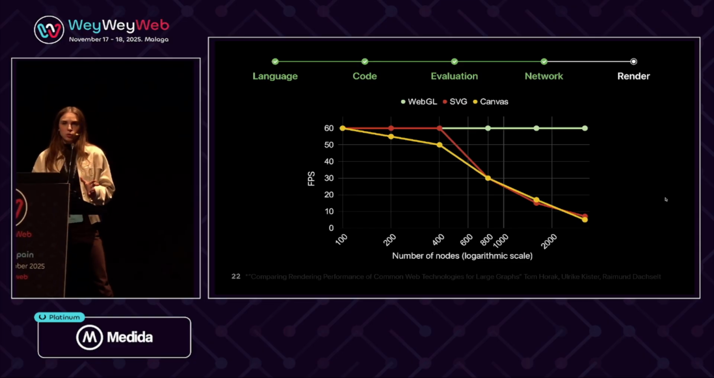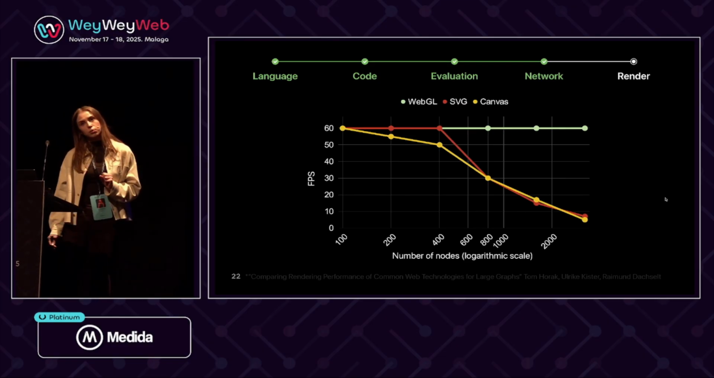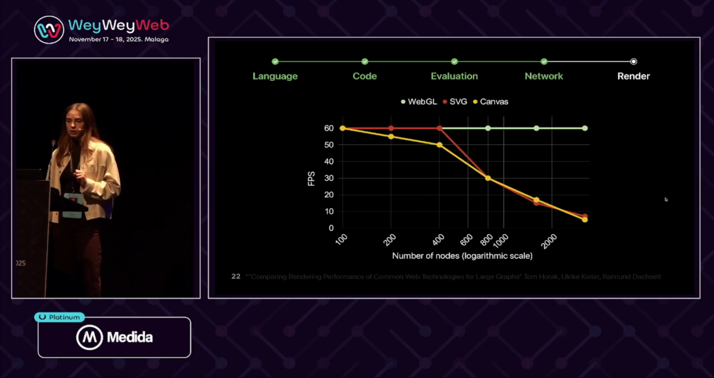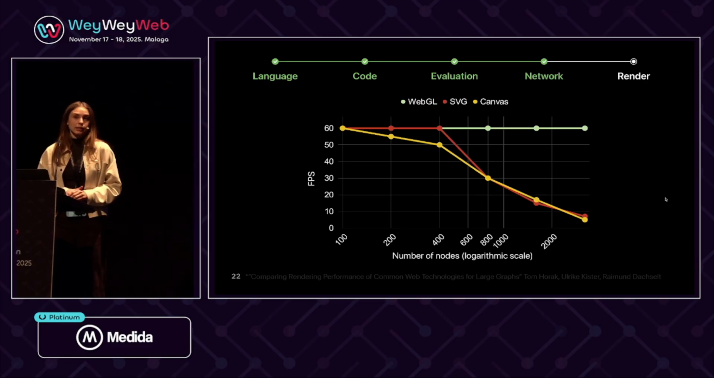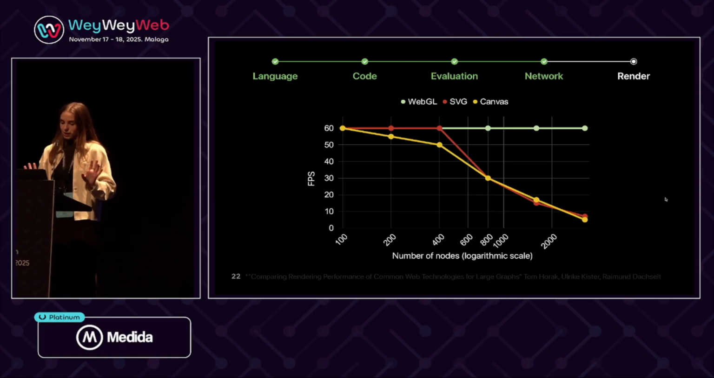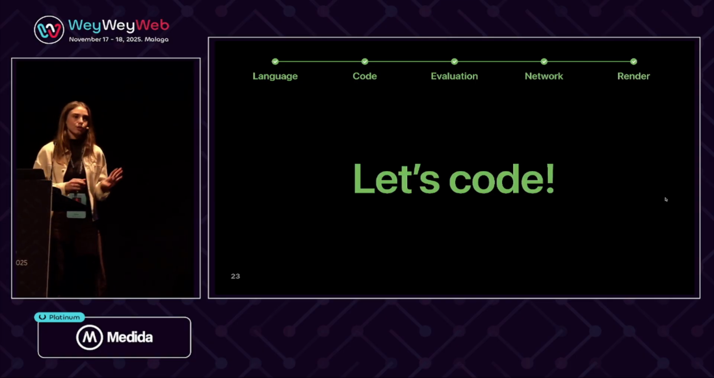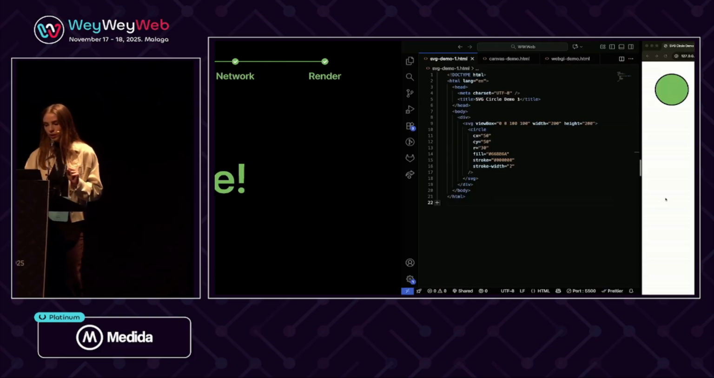But WebGL doesn't support text out of the box. So if you want to display text, you need to use images, but it would reduce performance. But the main downside here is complexity. It's not just another API. It's another way to develop. It's low-level programming. If you don't believe me, let's try to code. Let's draw a simple circle using each of these technologies.